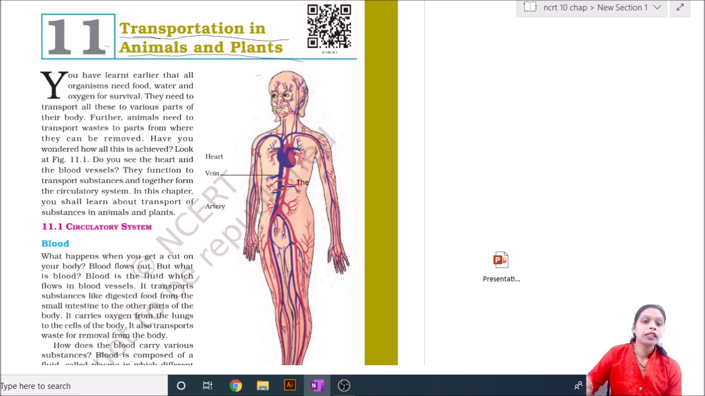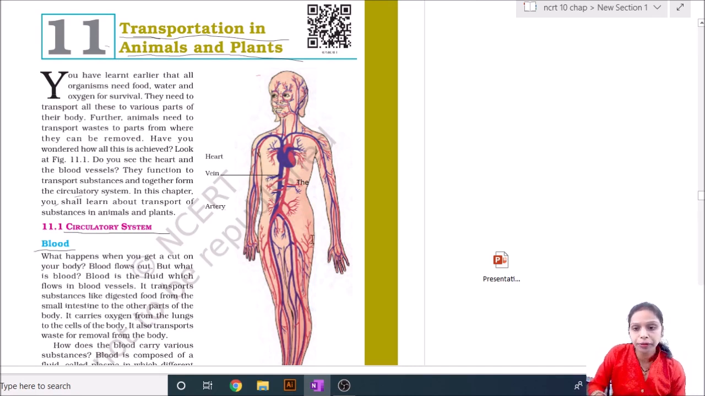Okay, then there are three parts important for knowing the circulatory system. The first is blood. Okay, what is blood? Blood is very important, and it is actually made of plasma and it suspends some cells, three types of cells.